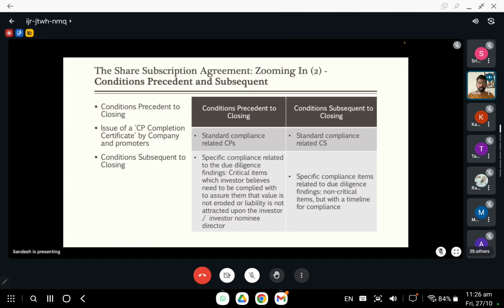So if they're not really critical, if they are important but not urgent or necessary, then they are moved to something called a condition subsequent to closing. That is, even after you get the money, you can still fulfill those conditions. So all of these also have timelines. They will say after 60 days of receiving the money, these have to be fulfilled. After 120 days of receiving the money, these have to be fulfilled. Those kind of things.